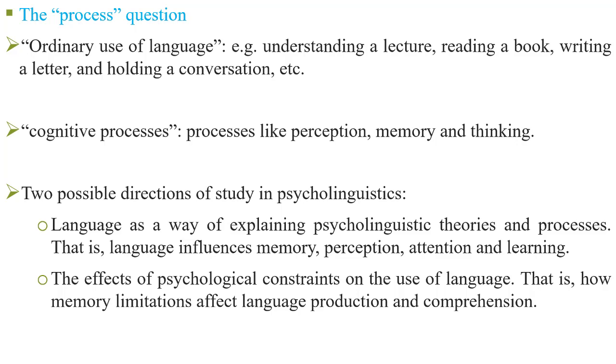Two possible directions of study in psycholinguistics are, first, language as a way of explaining psycholinguistic theories and processes, that is, language influences memory, perception, attention, and learning. This is one area of study. The other one is the effect of psychological constraints on the use of language, that is, how memory limitations affect language production and comprehension. So these are two areas of study in psycholinguistics.